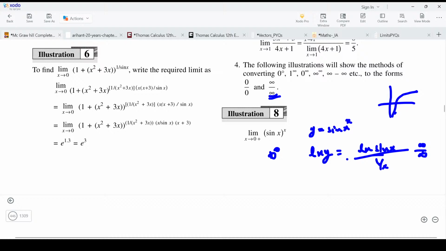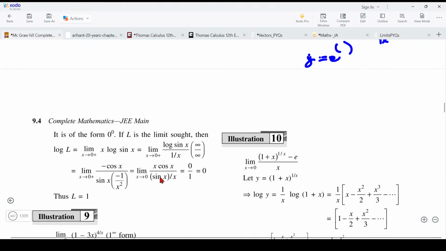ln y. Obviously, what we want is y. If I am able to calculate the limit of ln y, then we will express y, because we are looking for y, not for ln y. So y is e power of whatever value we get for this one. Now we can freely differentiate numerator and denominator.